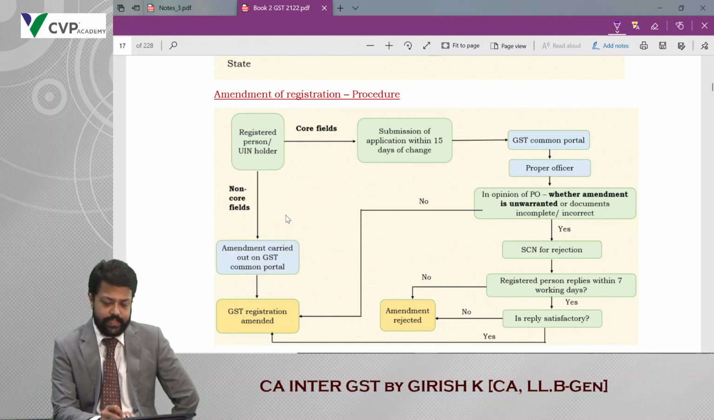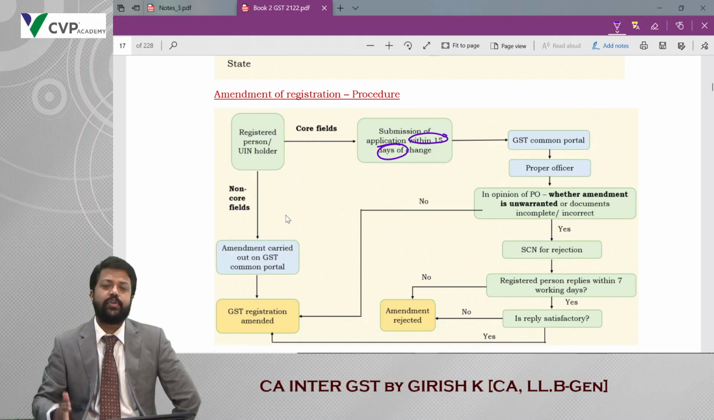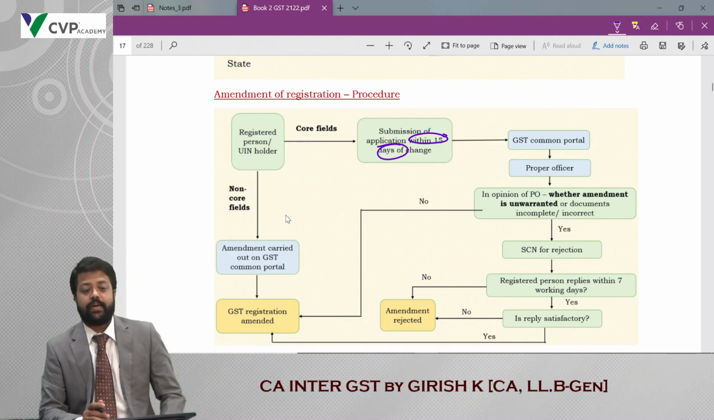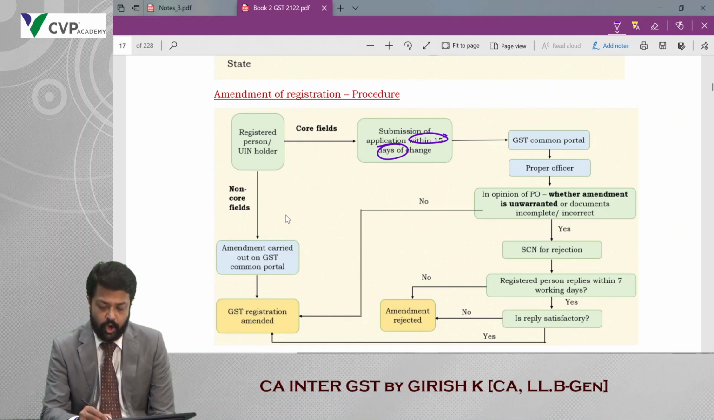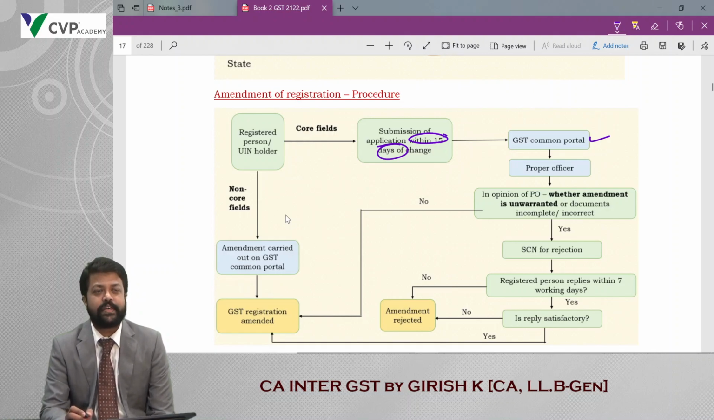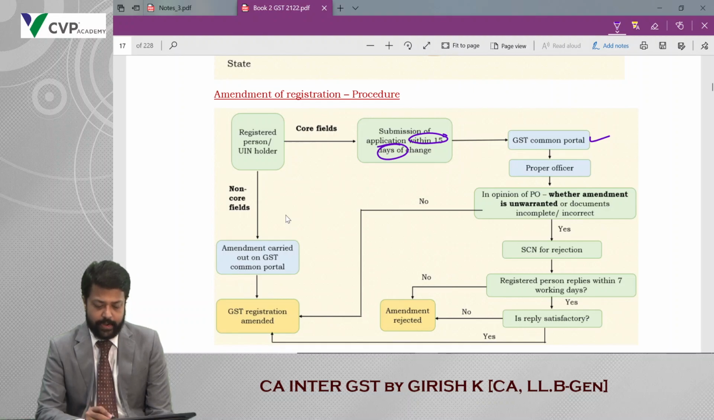Submission of application within 15 days. Why 15 days? Because the rules mention so. Whenever there is a change in the core fields, the amendment needs to be carried out within 15 days of such change. So within 15 days of the change, one has to file the core fields amendment application on the GST common portal with the proper officer, meaning the jurisdictional officer with whom you are registered, who will authenticate that particular application.